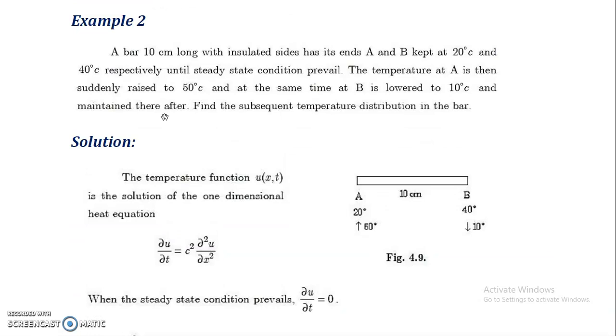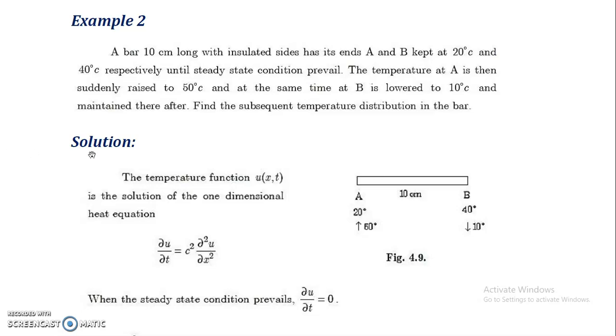Now, second question: a bar 10 cm long with insulated sides has its ends A and B kept at 20 degrees Celsius and 40 degrees Celsius respectively until steady state conditions prevail. The temperature at A is suddenly raised to 50 degrees Celsius and at the same time B is lowered to 10 degrees Celsius and maintained thereafter. Find the subsequent temperature distribution in the bar.